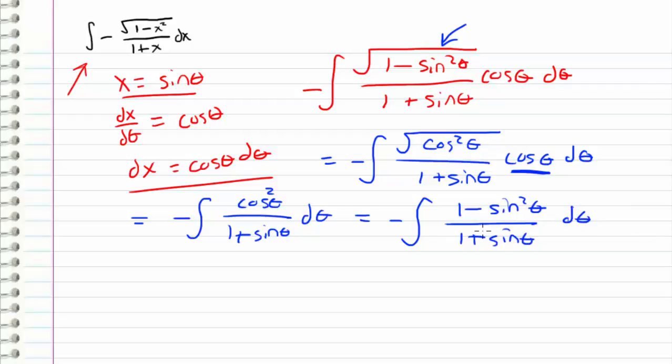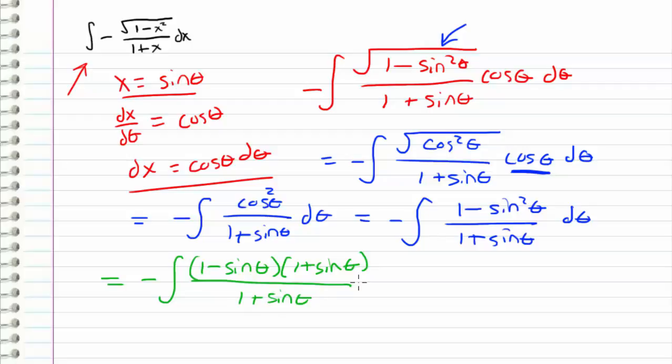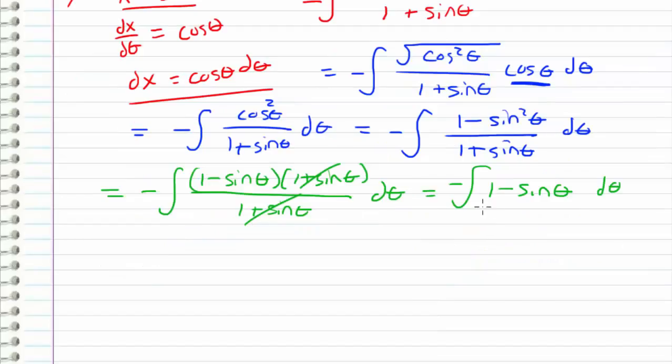And I'm going to make use of the difference of squares up here. We have 1 minus sine squared theta. That's difference of squares. So we can actually factor that. So this is equal to the negative integral of 1 minus sine theta times 1 plus sine theta, difference of squares, all over 1 plus sine theta. And now we see that we can nicely cancel out these guys. So all I'm left with is the negative integral of 1 minus sine theta d theta. And this is easy to deal with. So we can just straight up integrate this.